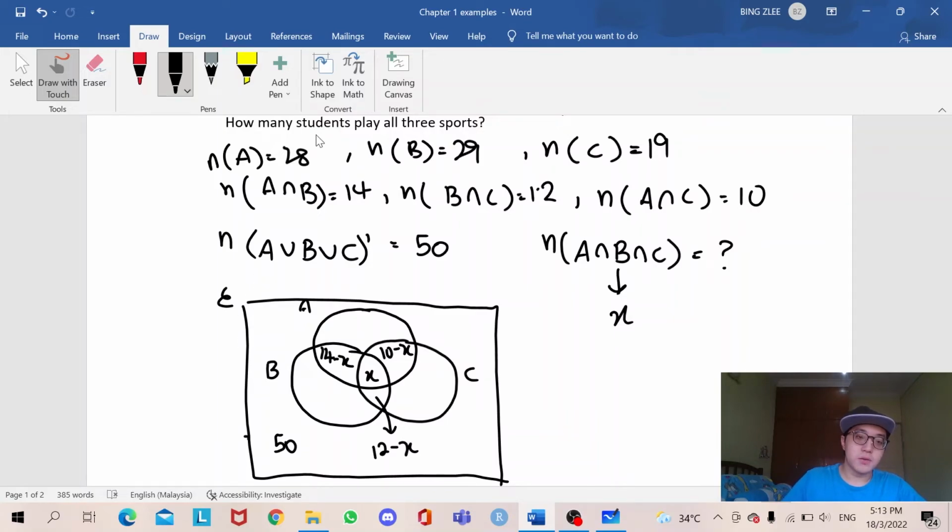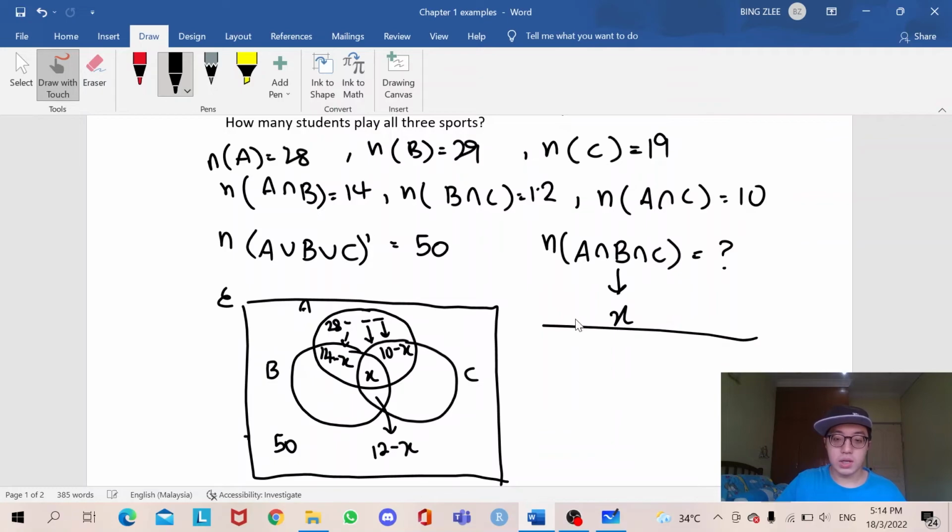So the number of elements of A is 28, right? If you just write 28 here, it's totally wrong, because the number of elements of A according to this Venn diagram is 28 plus 14 minus x plus 10 minus x, because this whole thing is the number of elements of A. So we cannot write 28 just like that. Take note of this. Since we know that the number of elements of A is 28, we will write 28 minus this minus this minus this. So it's this part.